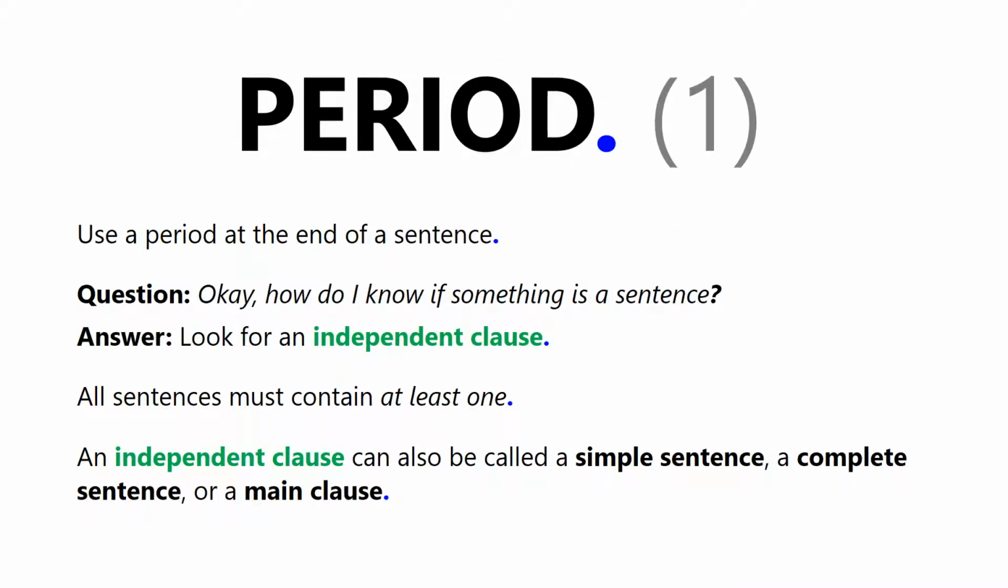Let's start off by discussing the period. Basically, use a period at the end of a sentence. Okay, how do I know if something is a sentence, you say? Well, look for an independent clause. All sentences must contain at least one independent clause. An independent clause can also be called a simple sentence, a complete sentence, or a main clause. There are many different names, but they all refer to the same thing.